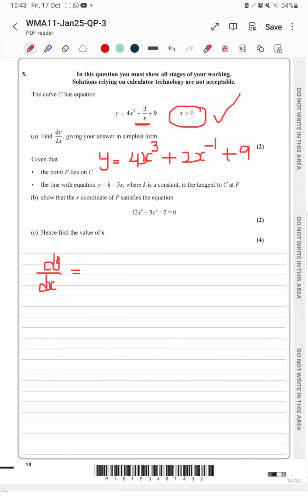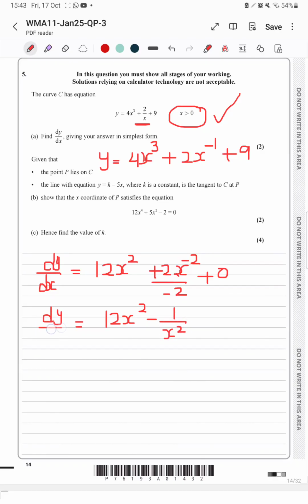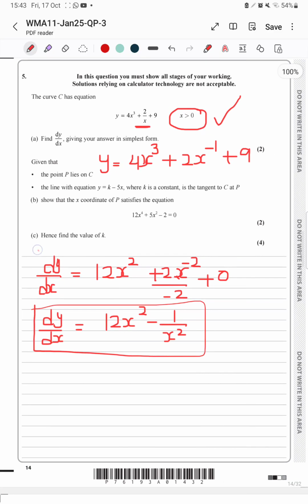Now I can take its derivative, so it is going to be 12x squared plus 2 times x to the power of negative 2 divided by negative 2, plus 0. So basically I am going to get 12x squared minus 2 over x squared. This is the most simplified form I have written for the derivative. So that is the first part, and you can label it as A.